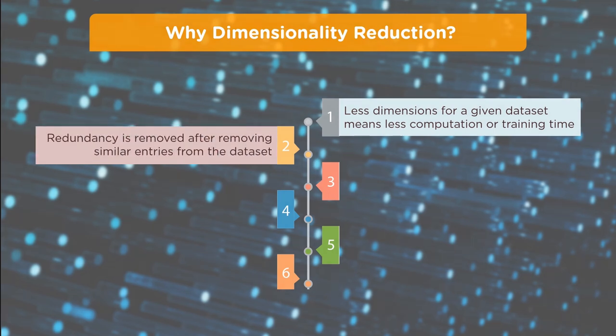Redundancy is removed after removing similar entries from the data set. Again, pre-processing, some of our models, like a neural network, if you put in 2 of the same data, it might give them a higher weight than they would if it was just one. So we want to get rid of that redundancy. It also increases the processing time if you have multiple data coming in.